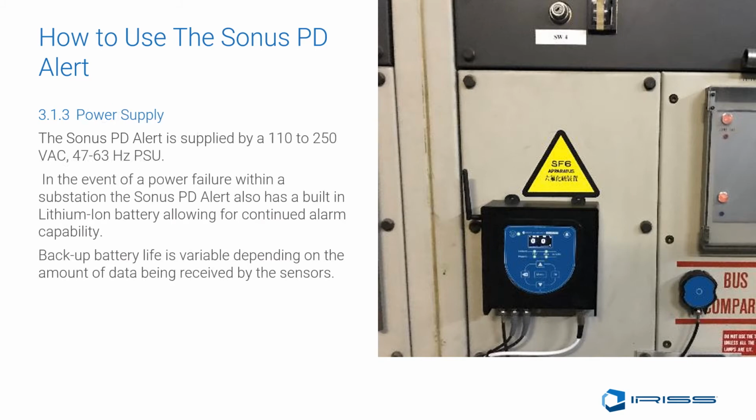Section 3.1.3, Power Supply. The Sonos PD Alert is supplied by 110 to 250 VAC or 47 to 63 Hz PSU. In the event of a power failure within a substation, the Sonos PD Alert also has a built-in lithium-ion battery, allowing for continued alarm capability. Backup battery life is variable depending on the amount of data being received by the sensor.